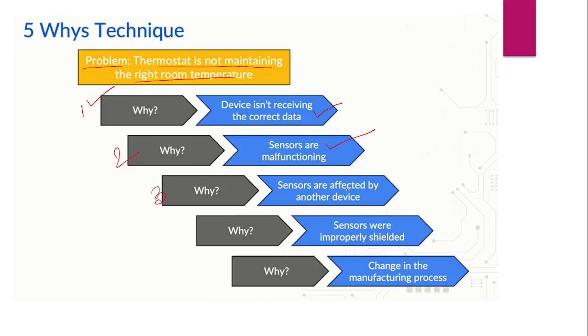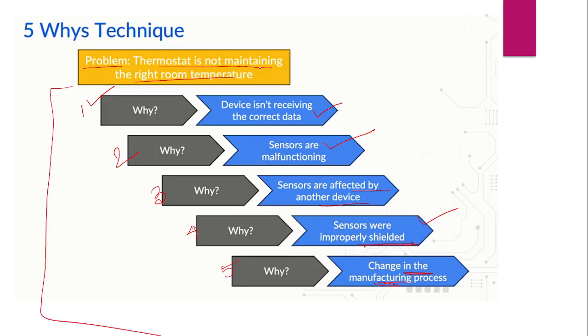Third why: is my sensor affected by other devices? Fourth, why? My sensors were improperly shielded. So this is the fourth why. And fifth why: changes in the manufacturing process. Do I need to change my manufacturing process for the thermostat? So these are the five whys.